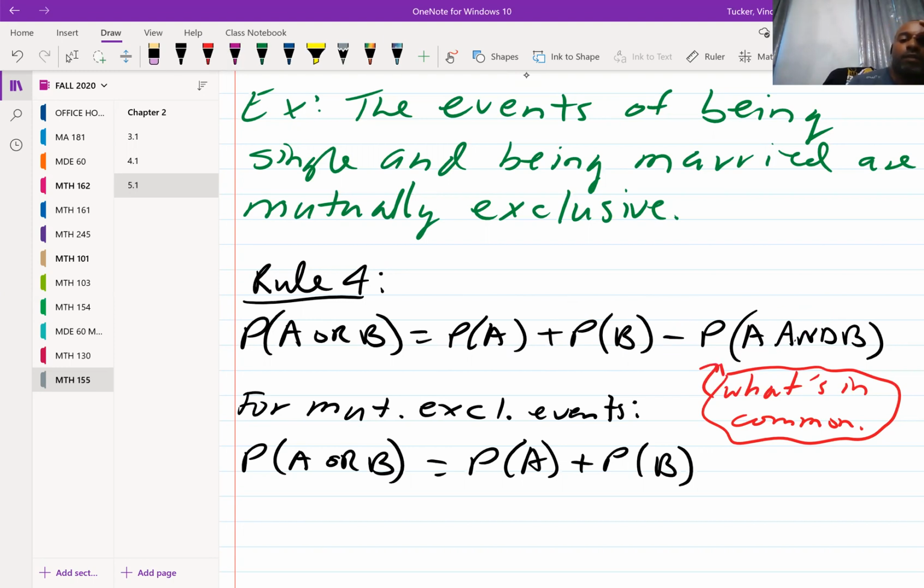All right. Now for mutually exclusive events, which is what we're doing right here, all you have to do is add your probabilities together because they don't have anything in common. And so that's why you don't have this piece when you have mutually exclusive events. So that goes back to what we did with the single and the married probabilities. All we did was add those two together, and we didn't have anything that they had in common.